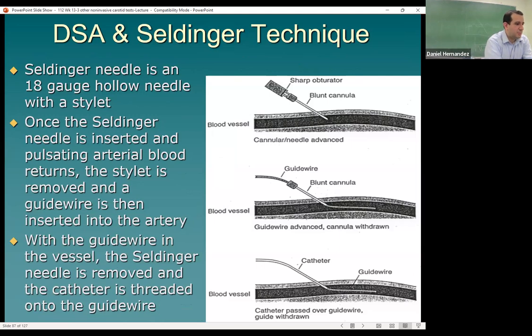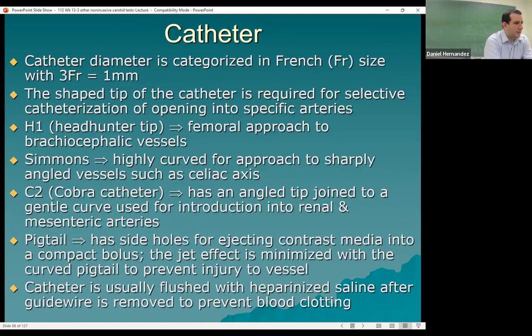After the guide wire is placed, the catheter is threaded through. Catheters are described by their diameter or French size. So 3 French equals 1 millimeter. I don't know what the plural of French is. Frenches. Francois.